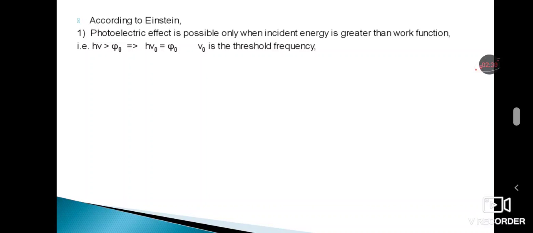That is, the incident energy h nu must be greater than the work function. Work function is phi naught, which implies h nu naught is equal to phi naught, where nu naught is the threshold frequency. It must be greater than or equal to the threshold frequency. On solving that, we get half m v square maximum is equal to h nu minus h nu naught, or, taking h common, h times nu minus nu naught.